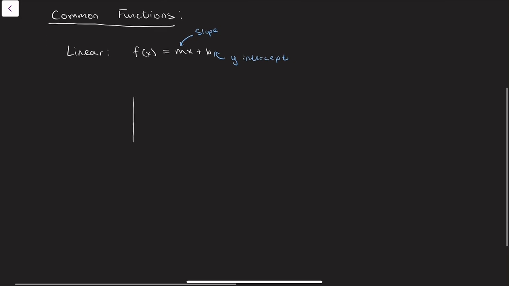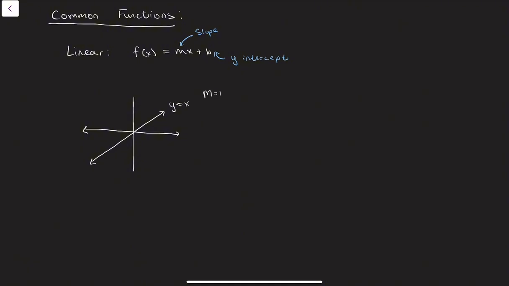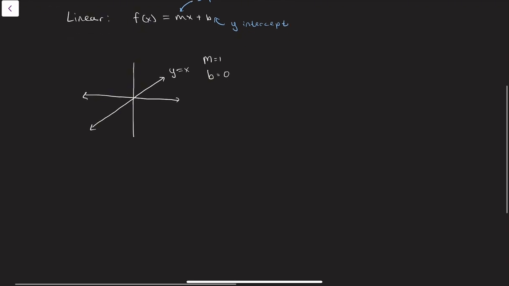An example of that, if we draw a graph, would be this line. y is equal to x is a linear function whereby m is equal to 1 and b is equal to 0. So fairly straightforward. We've all seen linear functions before. The next type of function is the polynomial.